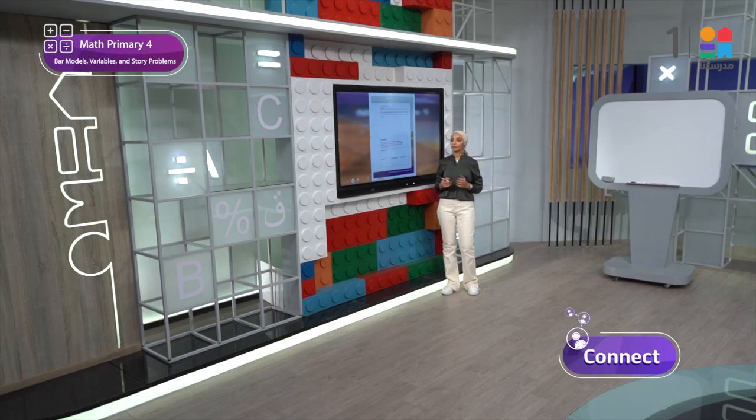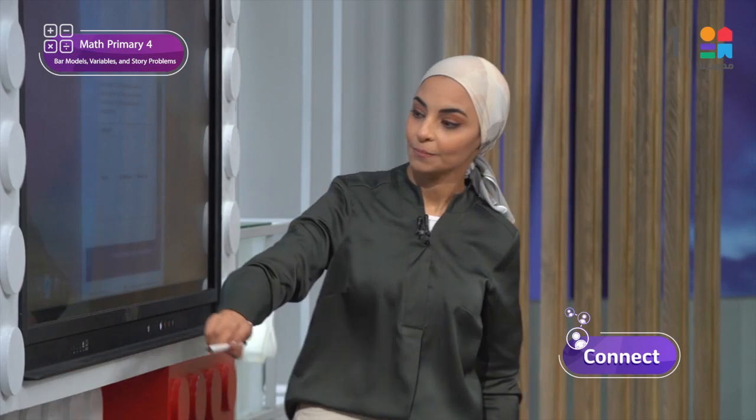Now, we have reached the end of our lesson and we have learned how to solve story problems and conclude from it the known and the unknown and organize this information in the bar model. We have also learned how to turn that into an equation and then solve it using the strategies we have learned before. We will move now to the practice part on page 92. Let's see.